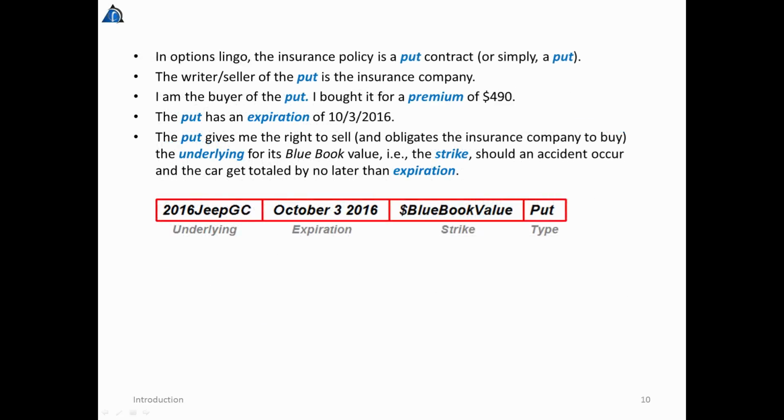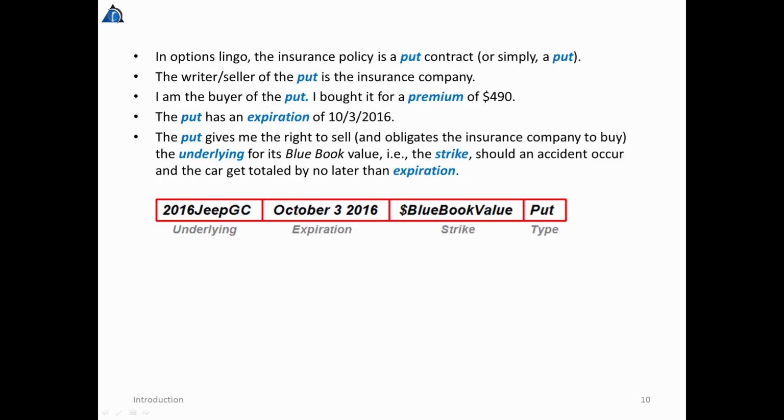Let's apply some of the options lingo to the example at hand. In this case, the insurance policy is a put contract, or simply a put. Why is it a put and not a call? In the case of the call, I bought something that is appreciated in value at a bargain price. In the case of the put, I got rid of something that has depreciated in value due to an accident at a bargain price, the Blue Book value.